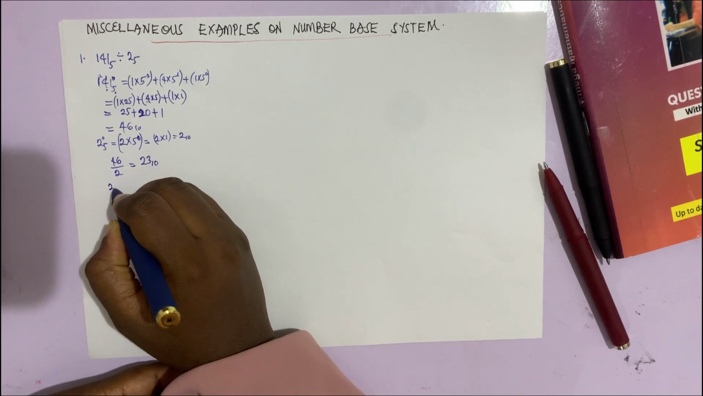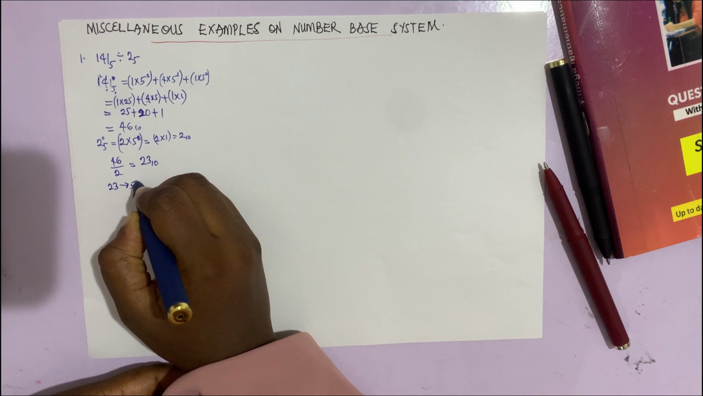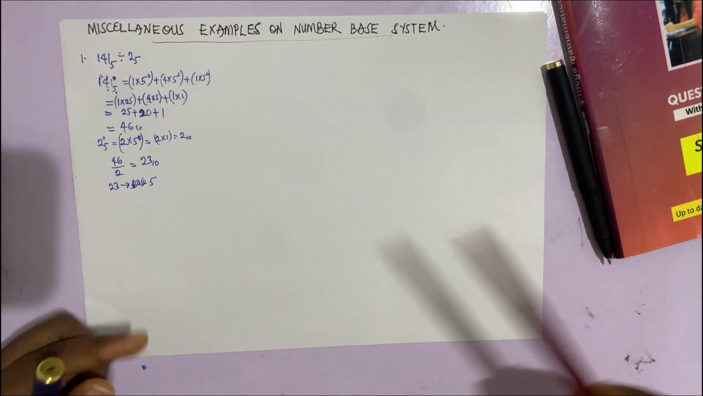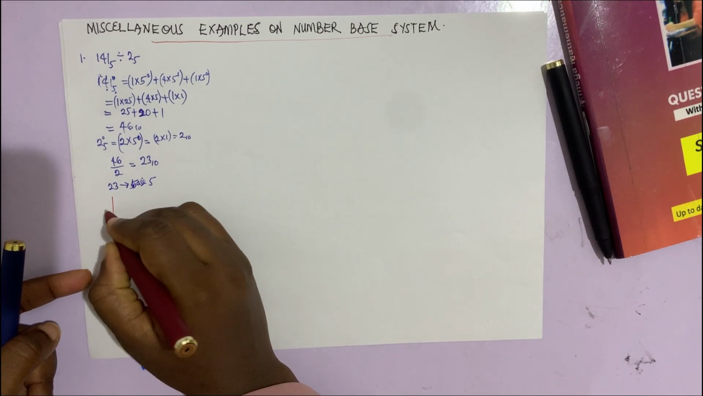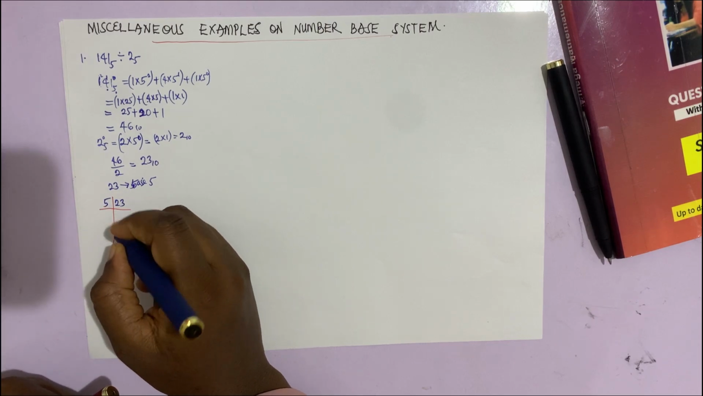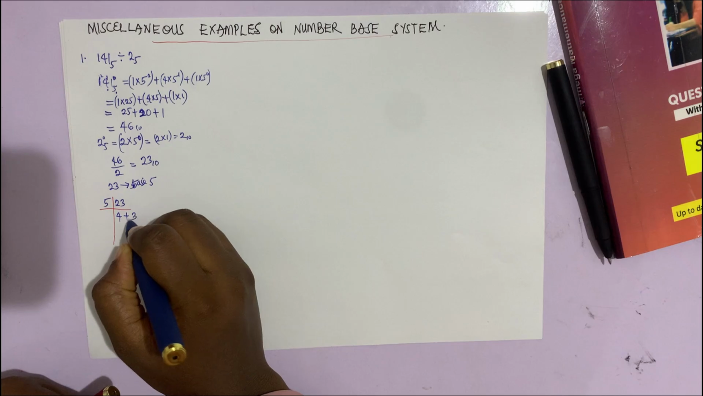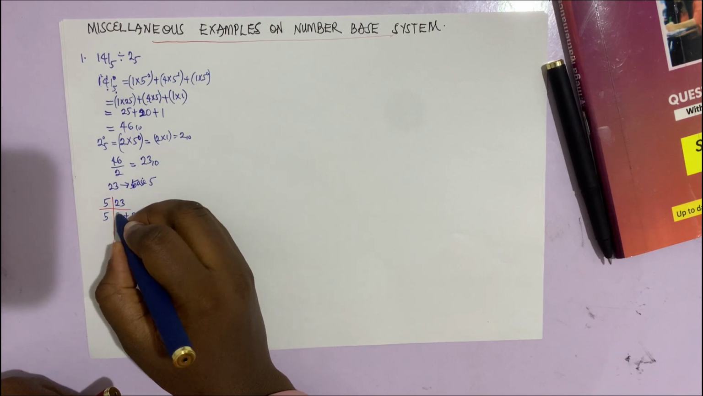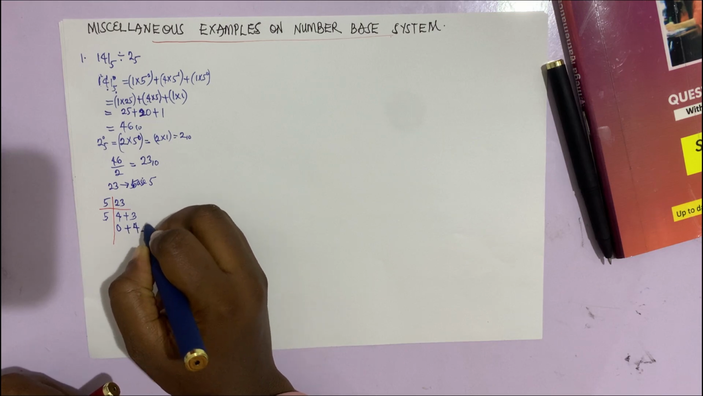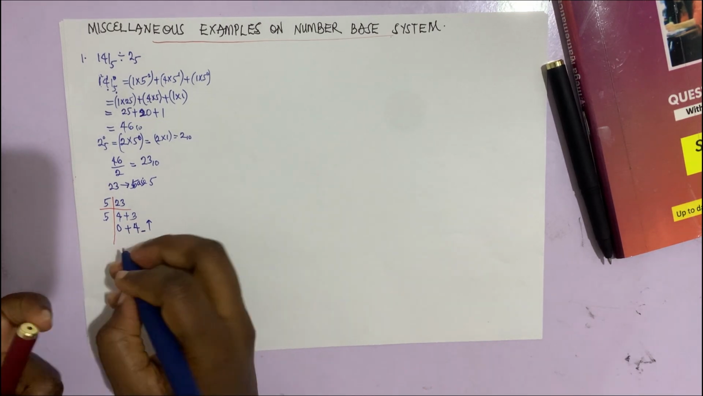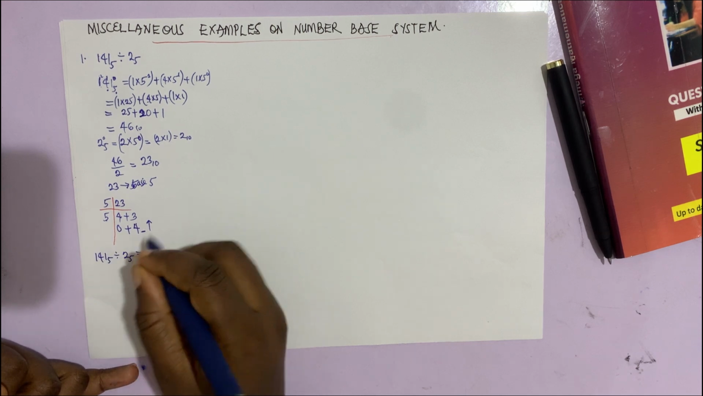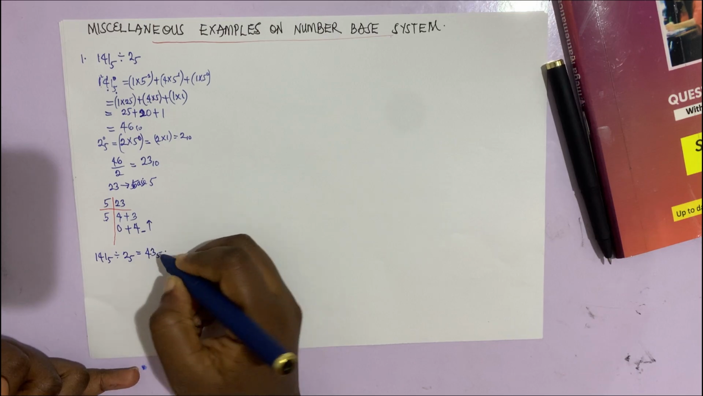You can then convert this 23 to base 5 by continuously dividing it by 5 and recording the remainder. So 23 divided by 5 gives us 4, remainder 3. 4 divided by 5 is 0, remainder 4. Recording the remainders, 141 base 5 divided by 2 base 5 will give us 43 base 5.